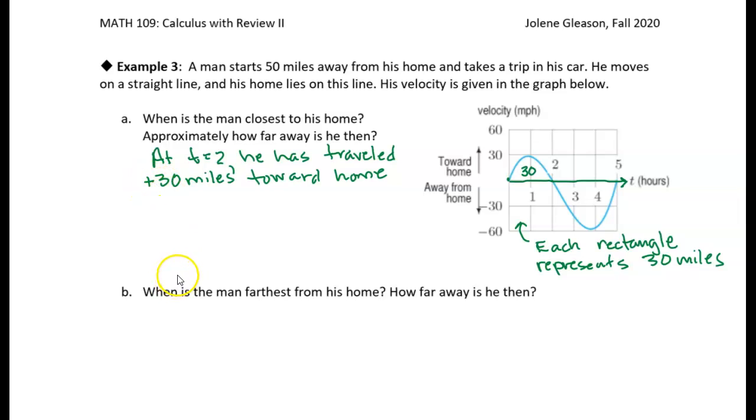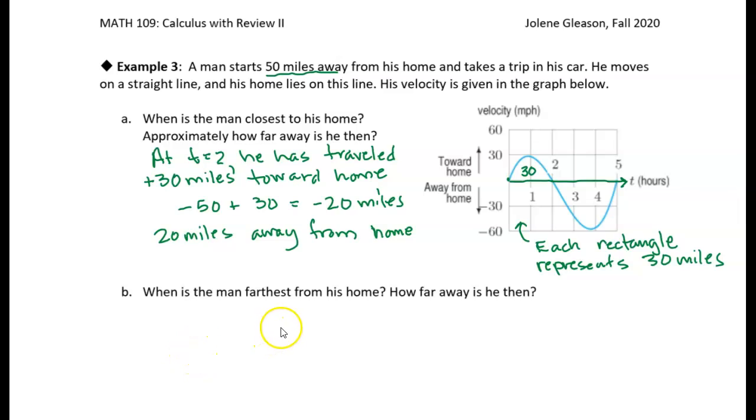Now we want to know how far is he from home, right? So that's going to be essentially the closest he gets to home, because then down here he's moving away from home again. So we have to look at where he started out. He started 50 miles away from home, right? So essentially he started out at a negative 50 miles, and he moved 30 miles closer to home. So at this point he's still 20 miles away from home. And so it's negative, meaning that it's away from home.